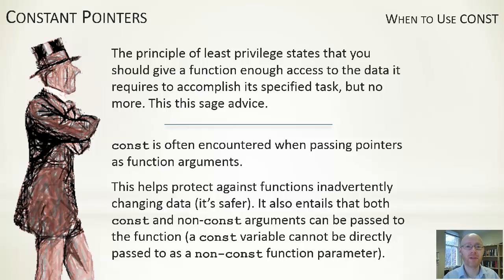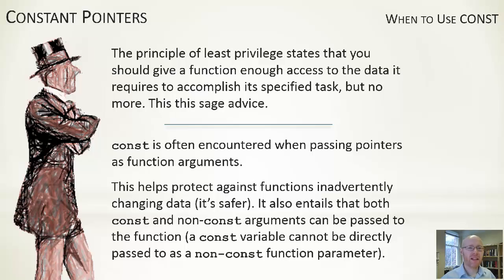So const is often encountered when passing pointers as function arguments. Set it up so that the pointer has the right amount of freedom, the necessary, but no more than that. So it helps protect against functions inadvertently changing data. It's safer. It also entails that both const and non-const arguments can be passed into the function, so it makes it more open and flexible to the callers as well, and also lets them know a little bit more about what that method is going to do or likely to do.